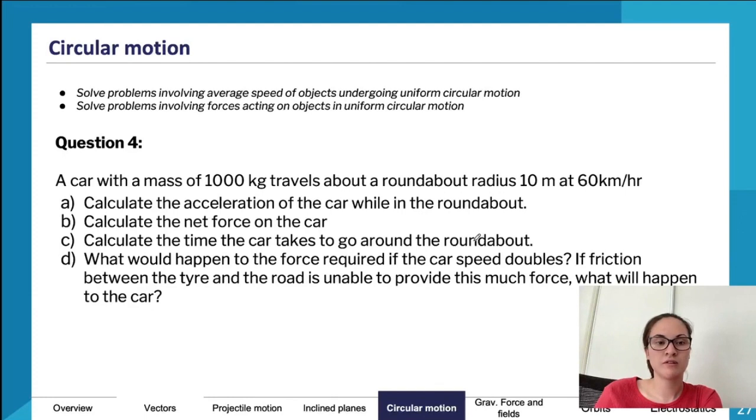So now we're going to do this question, and this covers the criteria that's above that. Solve problems involving average speed of objects undergoing uniform circular motion, and solve problems involving forces acting on objects in uniform circular motion. So it's really integral that you understand how to do these kinds of questions, because they are multiple step. Everything we're doing today, all these questions are multiple step questions.